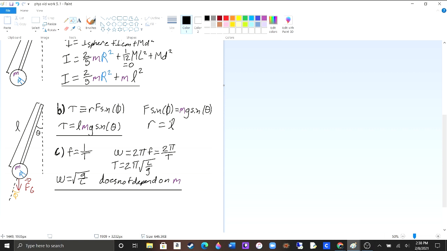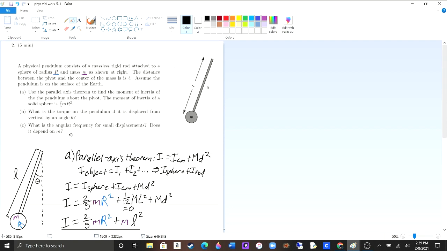So we can write that our term force times sine of this angle is equivalent to the mass of the sphere times gravity times sine of this angle, because these two angles are the same. We also know that our radius is equivalent to our length, so we get that the torque is equivalent to the length times the mass of our sphere times gravity times sine theta.